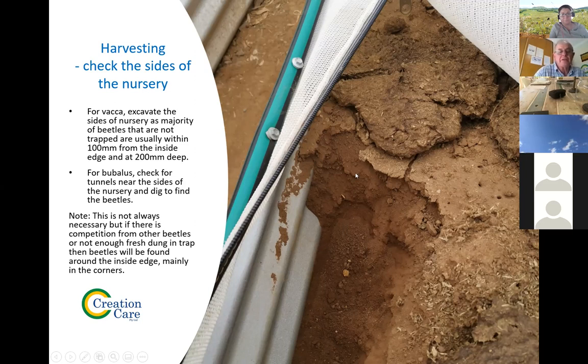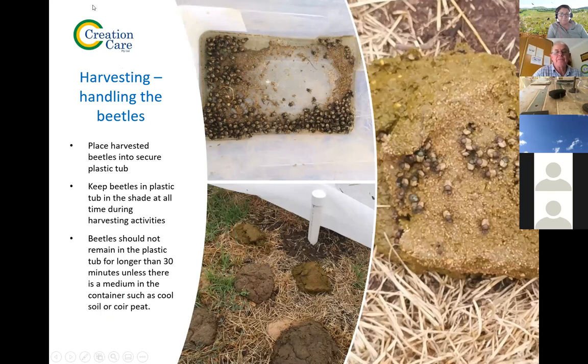For varlis, it's not so critical, but just check if there are any tunnels near the side of the trap, because they'll dig down. They're pretty obvious because they make a big tunnel. So just check around the side of your trap for both species for any other beetles. We had one farmer who said he wasn't getting many, and we went to his farm, and he had literally thousands of taurus, and we dug down the side of his trap and got several hundred beetles. It's rare, but it's something to be aware of. Not always necessary, but something to be aware of. So that's the trapping and resetting the trap and all that sort of information.